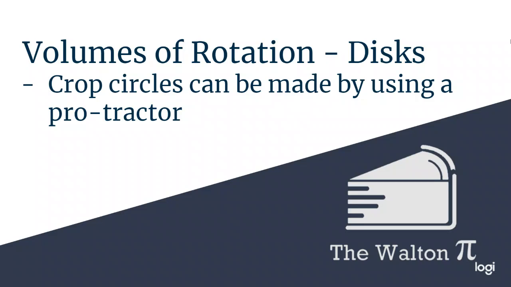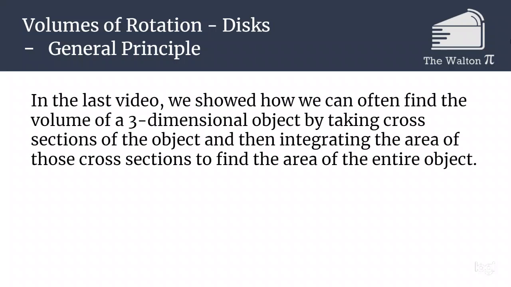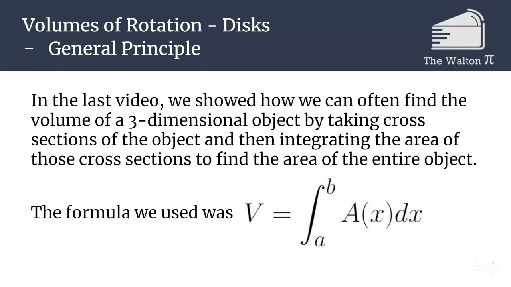Today we're going to be talking about how we can find the volume of objects of rotation, and we are going to specifically be talking about the disk method. In our last video, we showed how we can often find the volume of a three-dimensional object by taking cross-sections of the area and then integrating the area of those cross-sections to find the volume of the entire object. If you remember, the formula we used was the volume is equal to the integral from a to b, so from the start of the object to the end of the object, of A of x, which represents the cross-sectional areas, multiplied by dx.